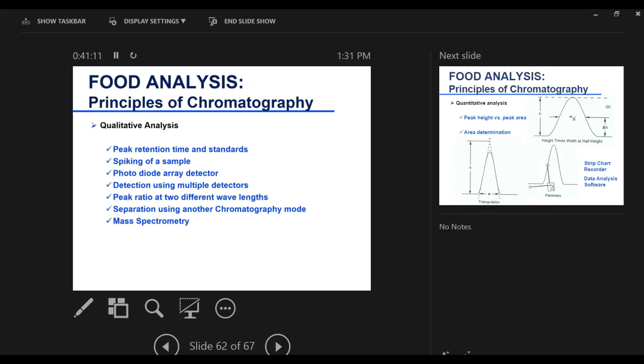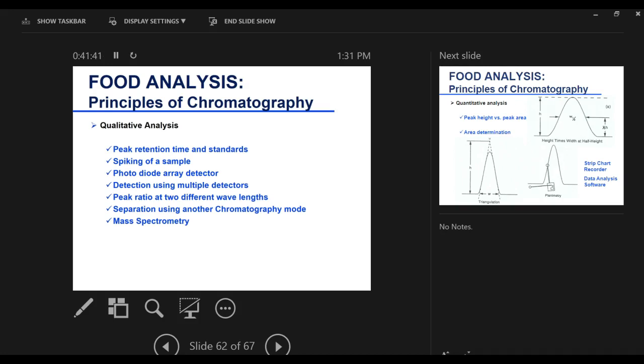If I don't get separation, I use a different chromatography mode. Sometimes I do, let's say, size exclusion followed by reverse phase, or size exclusion followed by ion exchange. Two modes of separation, because some compounds might have the same molecular weight but differ in polarity. So I might not be able to separate them based on molecular weight, and then I would have to separate them based on another chemical property.